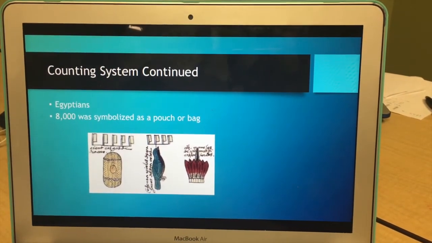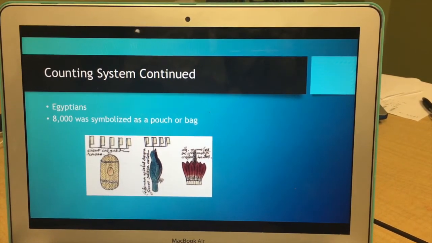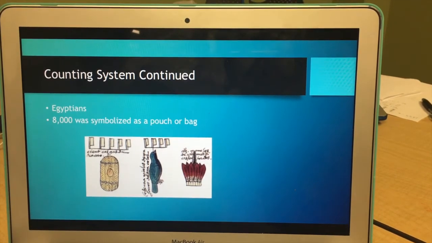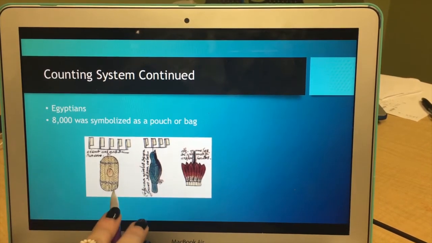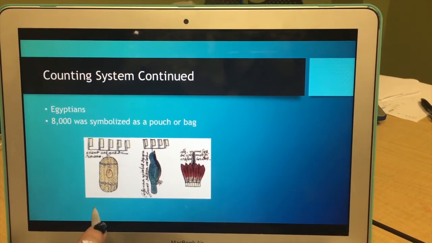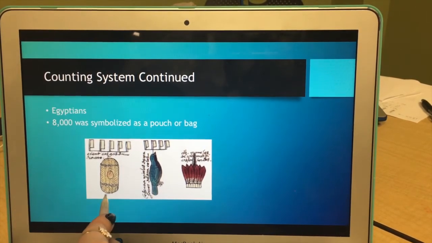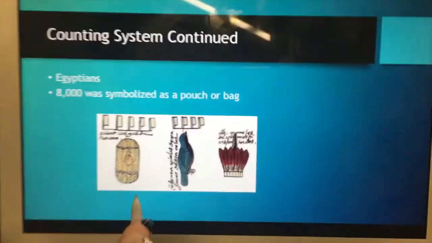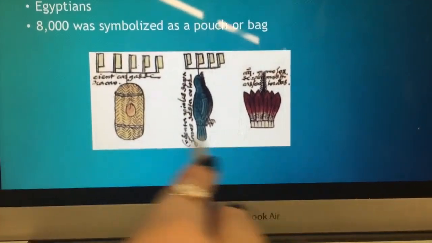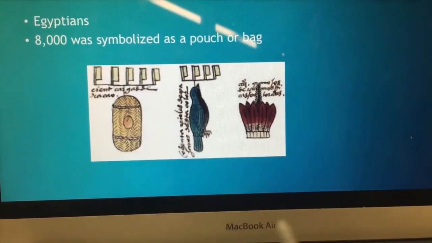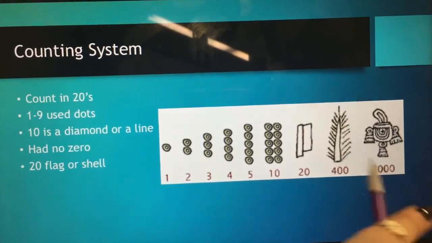Counting system continued. The Aztecs got the counting system actually from the Egyptians. The Egyptians influenced their counting system, and so that's what they used. And so as you can see, 8,000 is represented by several different symbols. So we have a pouch or a bag, and then we have a bird or a feather hat. And in our presentation, we'll be using a pouch similar to this one, or a shield as it also is called.